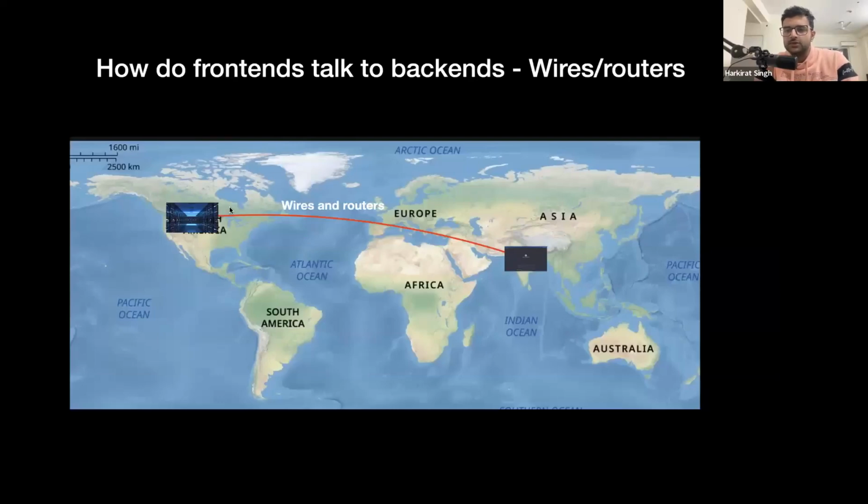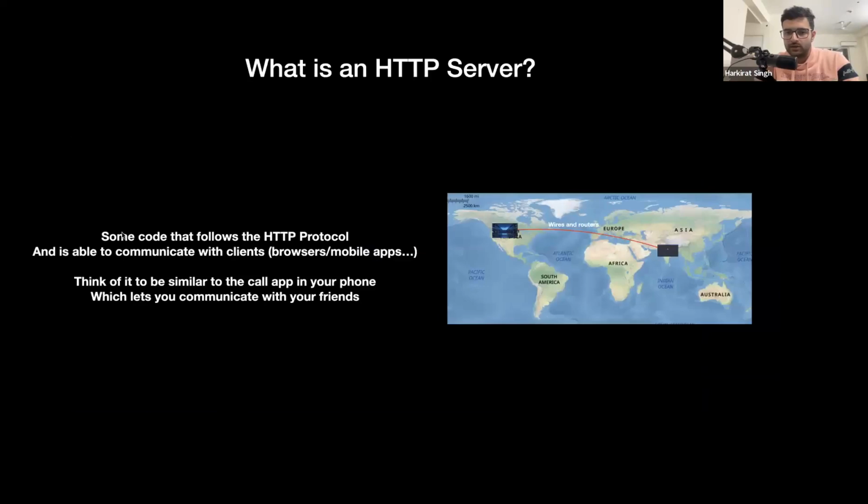So the HTTP server is supposed to do 10 different things. One of those things is authentication. Even though it is exposed on the internet, it will do authentication. Make sure you have GPT-4 access and only then let you hit the model. What is an HTTP server? Some code that follows the HTTP protocol.